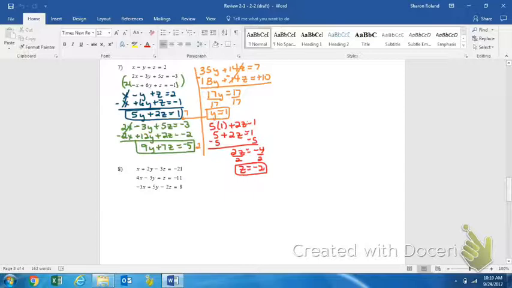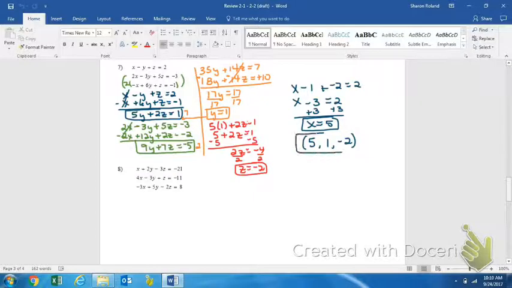Now we have two variables already, so I'm going to plug these back into the top equation, and then I'm going to put x minus y, which is 1, plus z, which is negative 2, equals 2. And so you have x minus 3 equals 2. Add 3 to both sides. x equals 5, and we now have all three variables. That is 5, 1, negative 2. And you write it as an ordered triple, so that's x is 5, y is 1, and z is negative 2.